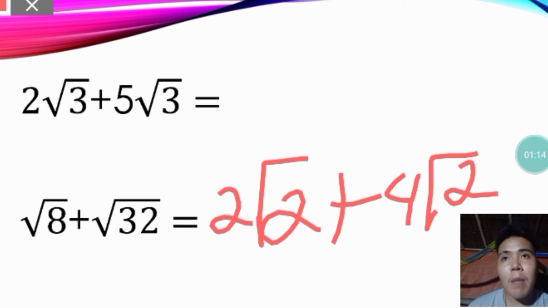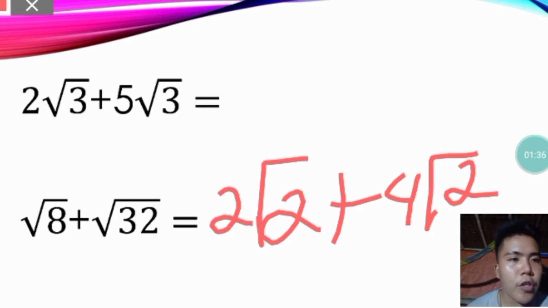Why? Because 4 times 4 is 16, and 16 times 2 is 32. 16 plus 16 is 32.